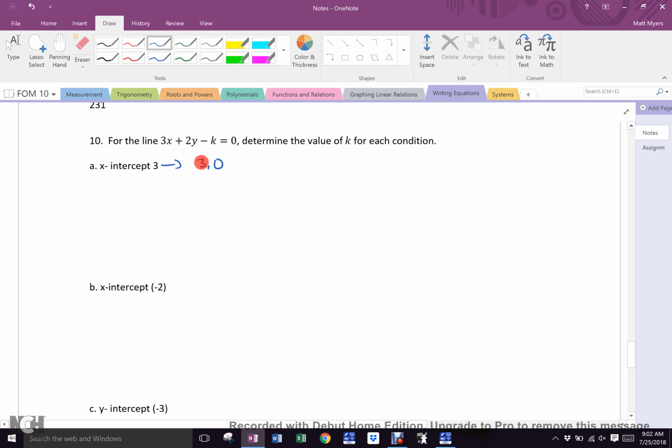So where does that 3 go? In for x. 3 times 3, that's no variable, I know it's 3. Plus 2 times y, what's y? 0 minus k equals 0. What's my job? Get k by itself, right? So what would happen if I did that? K would be by itself. And what's 3 times 3? 9 plus 2 times 0. What's 9 plus 0? So 9 equals K. Right? Go. Finish the page.